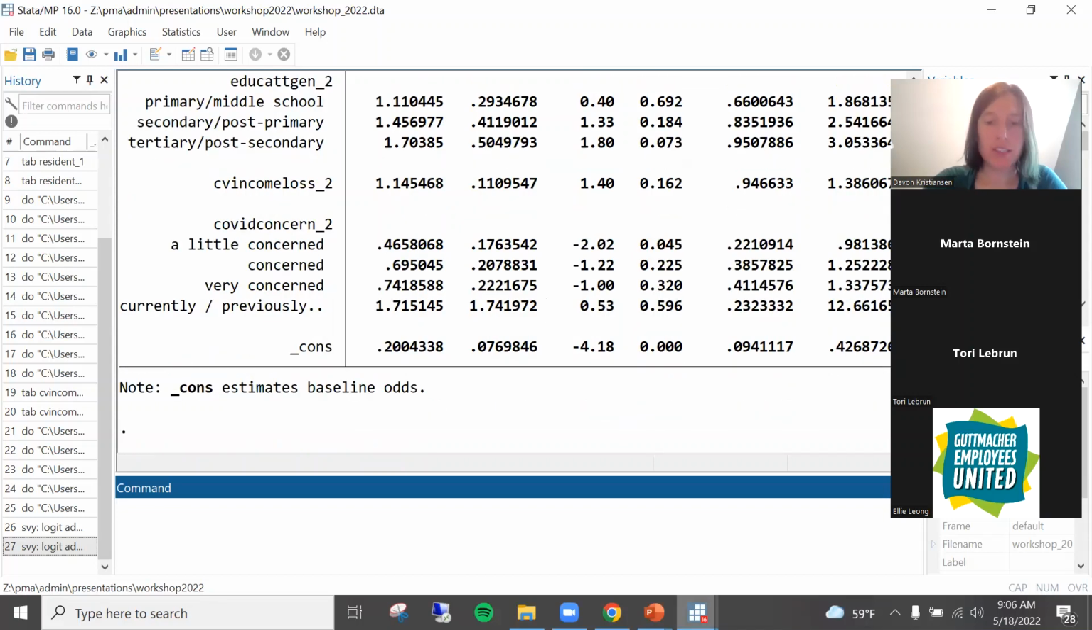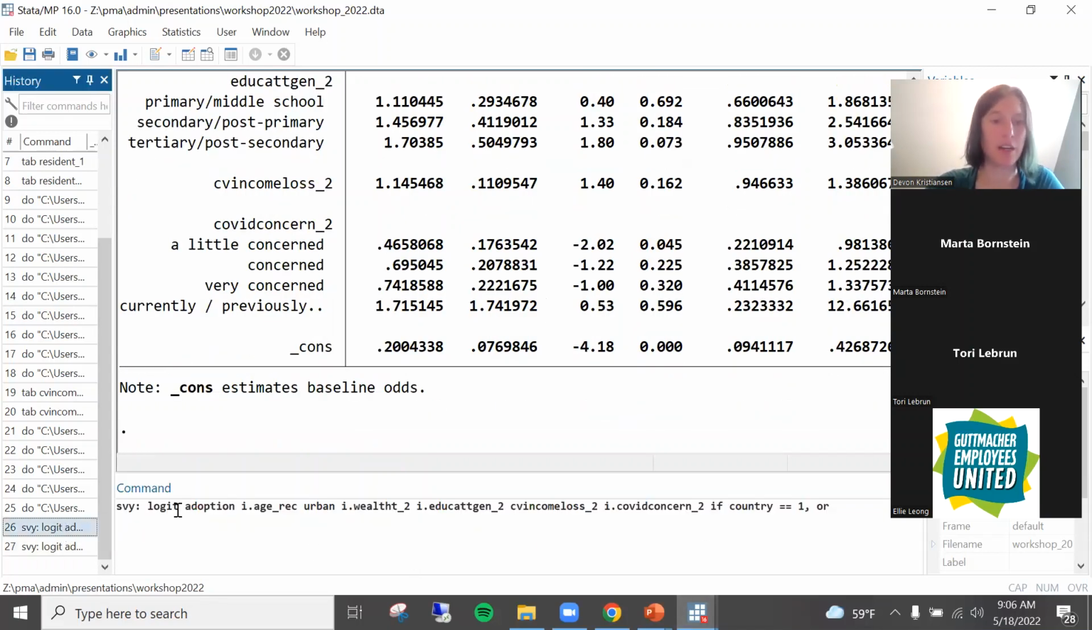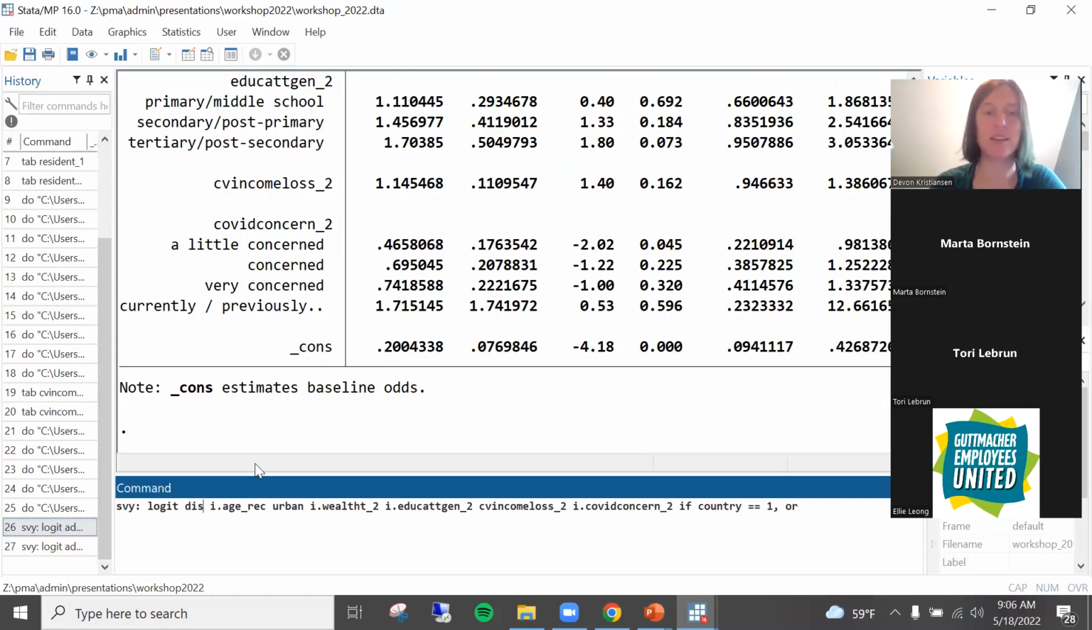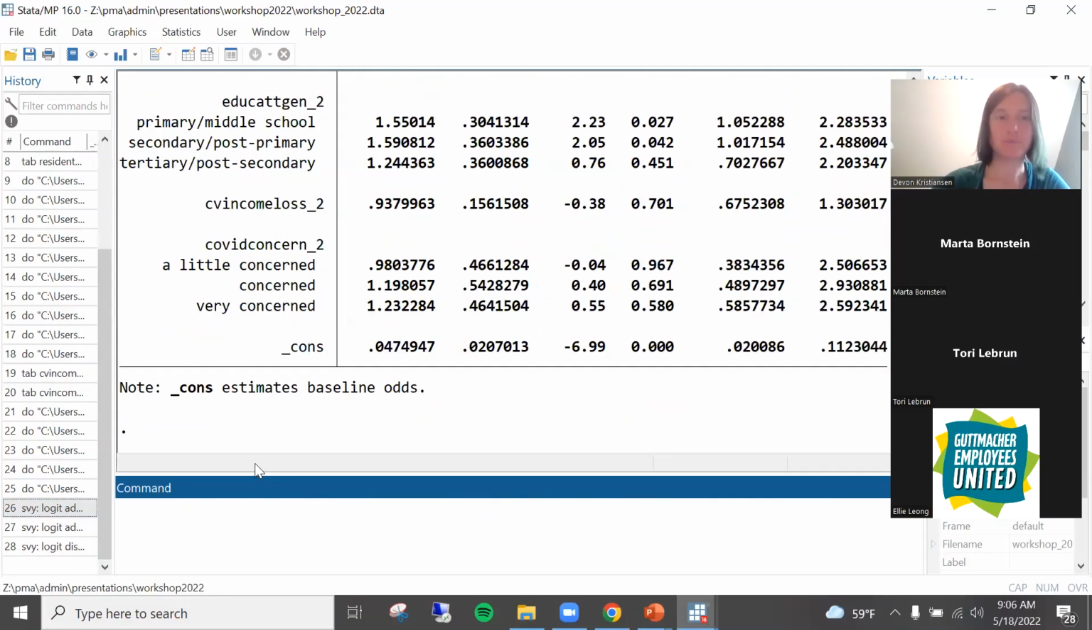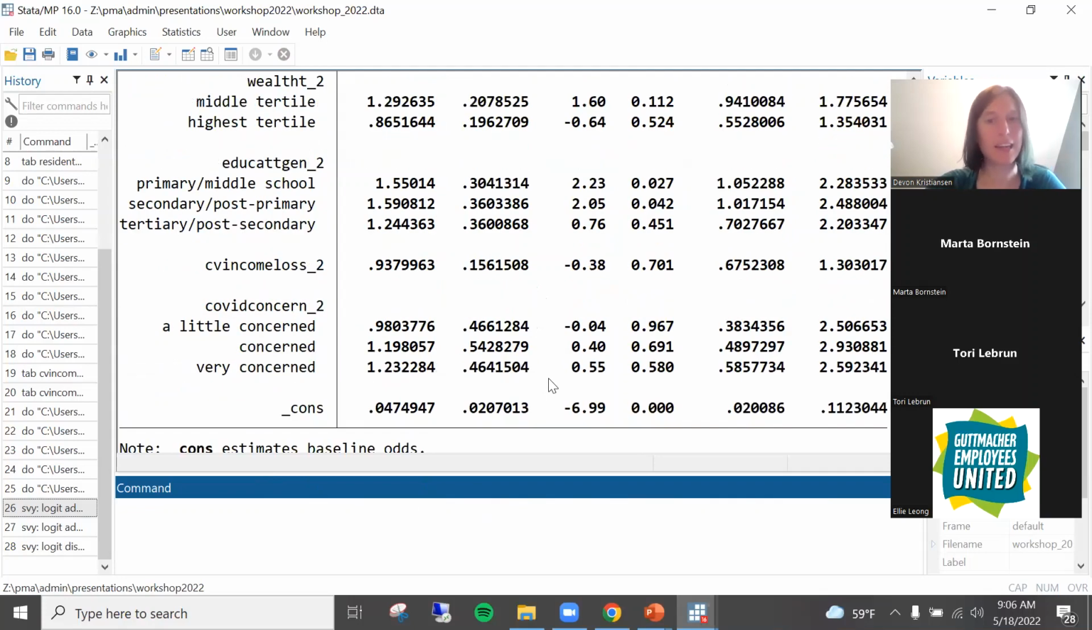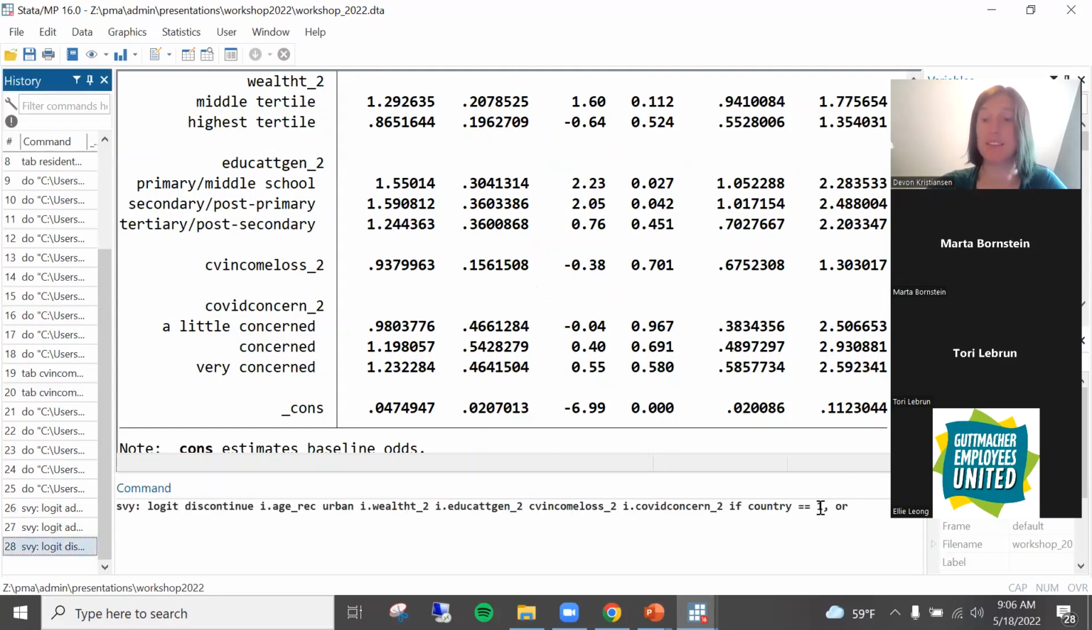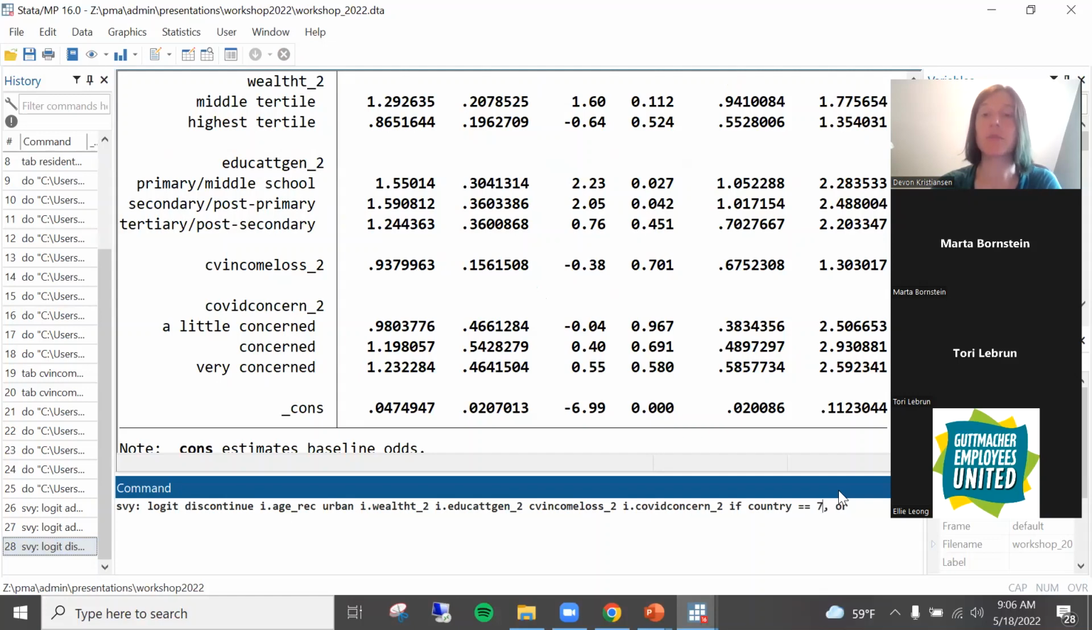And now let's run those same models, but with discontinue instead. So once again, with Burkina Faso, not a lot going on with these COVID impact variables. But again, there are lots of different COVID impact variables in these data. And perhaps there's something about the way that COVID restrictions rolled out in Burkina Faso versus Kenya that determines the impacts.